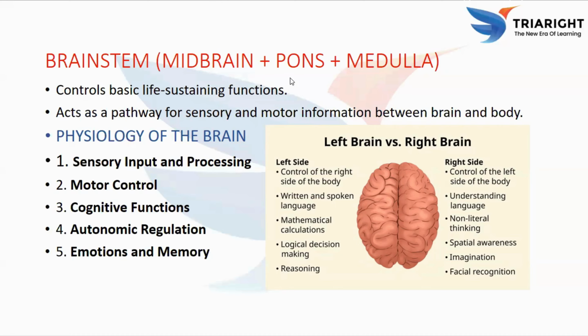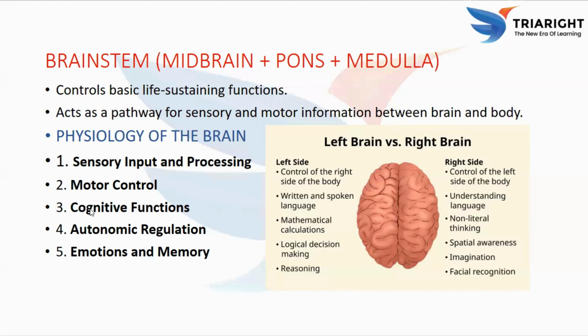Next, physiology of the brain. Physiology is nothing but the functions of the brain. The brain performs several vital physiological functions. Let's talk about each function clearly. Sensory input and processing. What do you mean by sensory input and processing? It receives information from the senses like vision, touch and hearing. It also processes it to create appropriate responses.